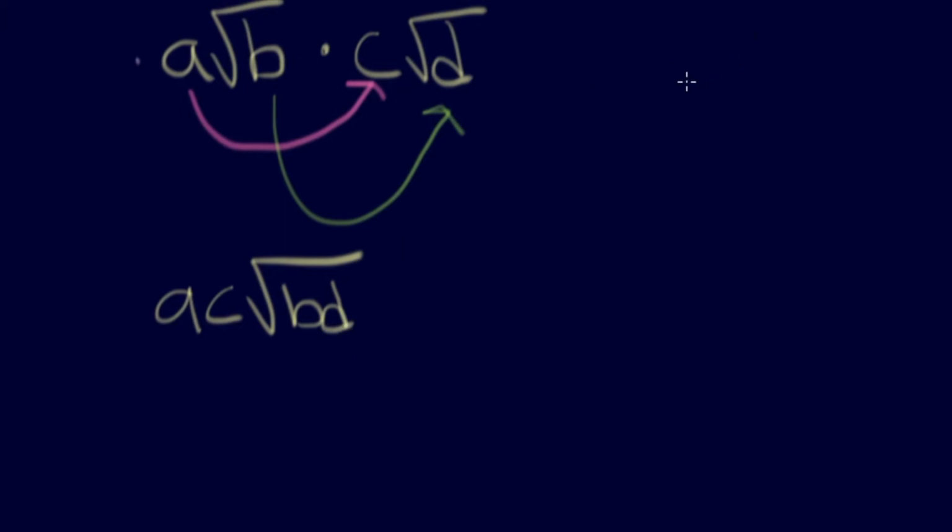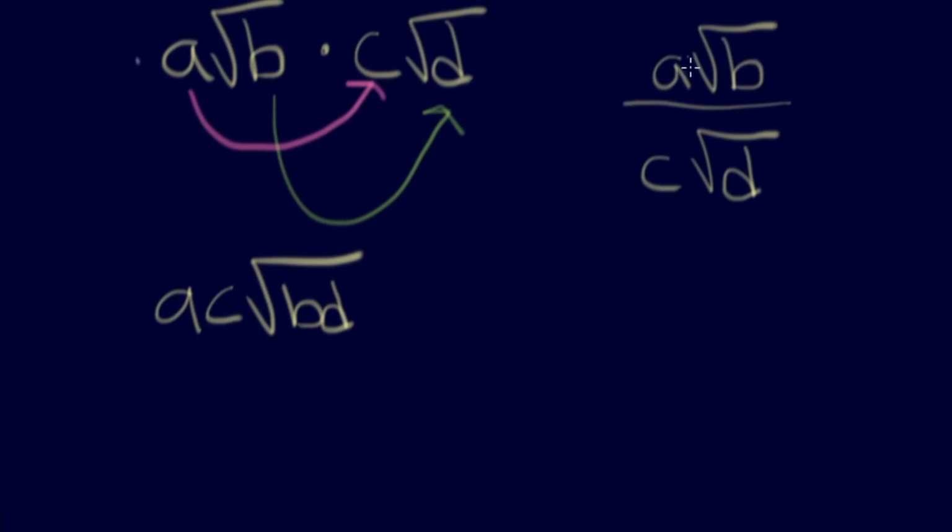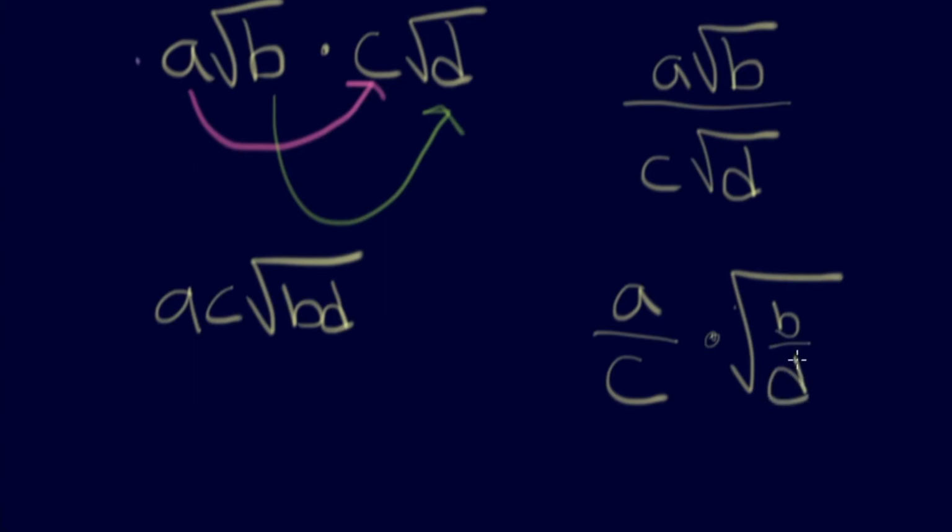How about the opposite? Let's say we had a root b over c root d. So when we're dividing, what is really happening? Well, we're really saying a over c, so those two are dividing, and that's multiplying by the root of b over d. Knowing that these are the rules that are happening, then we can start to play around with some numbers. So that's the basic rules.